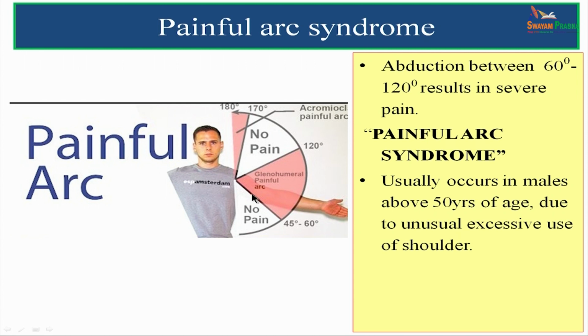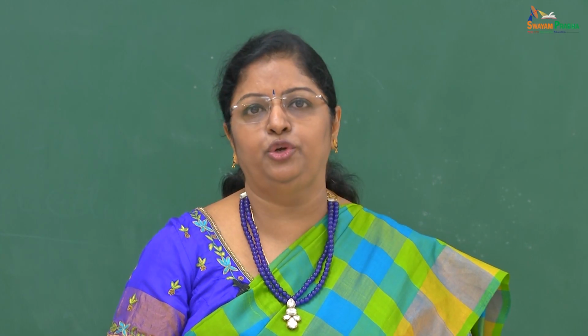The next condition is painful arc syndrome. Abduction anywhere between 60 degrees to 120 degrees results in severe acute pain. This clinical condition is known as painful arc syndrome. It usually occurs in males above 50 years of age due to unusual excessive use of shoulder for activities which we are not regularly used to doing.